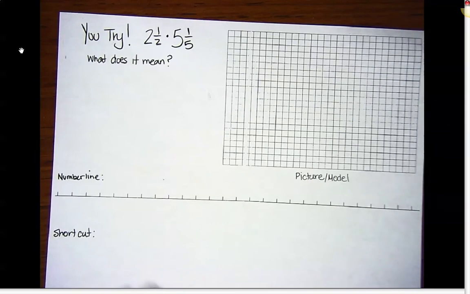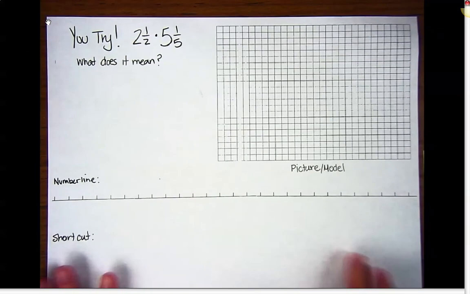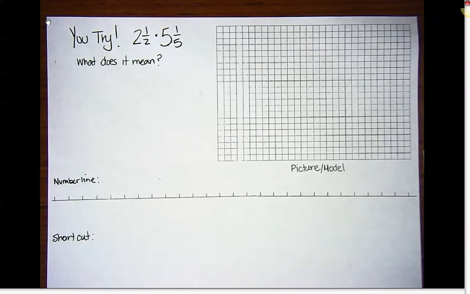Finally, we have a problem for you to try. So go ahead, try this problem. We will go over the answer tomorrow. That includes doing the shortcut for the problem as well. Next up, we will be looking at dividing fractions.